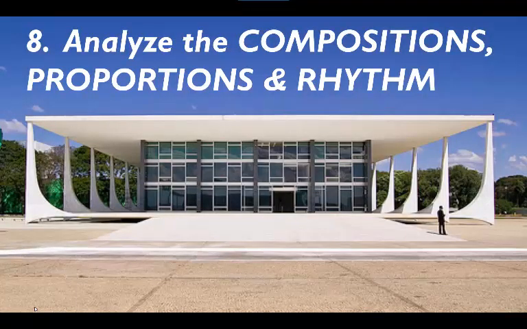Okay, number eight that we look at, and this is the eighth step in the book, it says, if you're looking at a building, you should analyze the composition, proportions, and rhythm. Now, sometimes when we look at buildings, some are easier to figure out than others, but all buildings have their own composition, proportion, and rhythm. It's just that they may not necessarily be symmetrical or have the same geometrical proportion, rhythm, or composition.